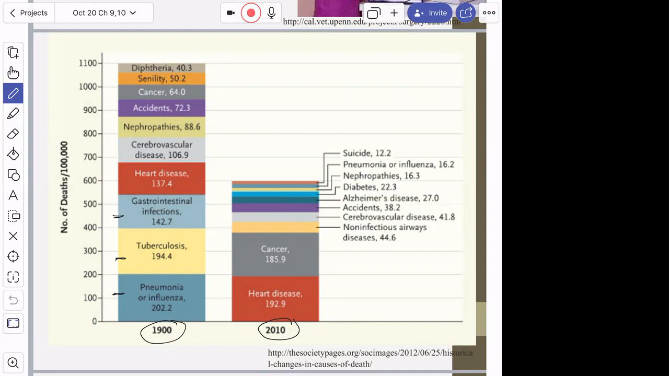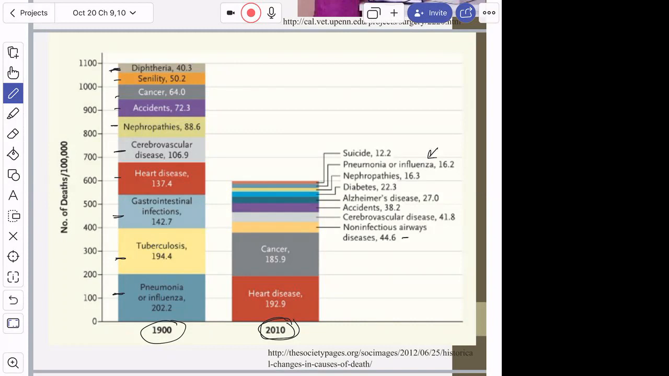Then we get to a few things that we still deal with today: heart disease, cerebrovascular disease, basically that means strokes, kidney disease, accidents, cancer, senility, and here's another infectious disease, diphtheria. Okay, so if you compare those things to what we see today, you'll notice that there's only, let's see, a few infectious diseases on here. Pneumonia or influenza made the list there. I guess that's the only one. Mostly things that you die of when you're older.